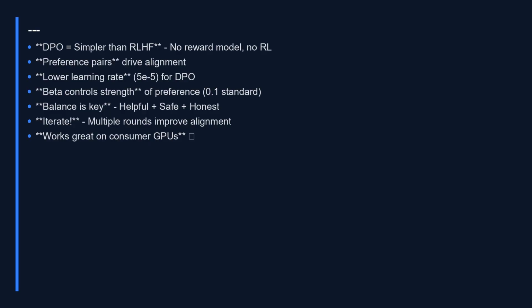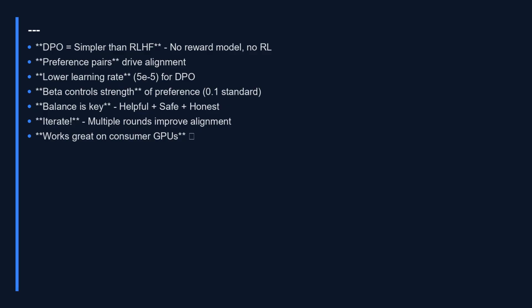Key takeaways. 7 things to carry forward from this lesson. DPO eliminates the reward model and the RL loop. It's one supervised training stage, full stop. The quality of your preference pairs is the dominant factor in alignment quality. Use a learning rate of 5e-5, significantly lower than SFT. Beta at 0.1 is the standard starting point. Adjust only after you've seen how the model behaves.